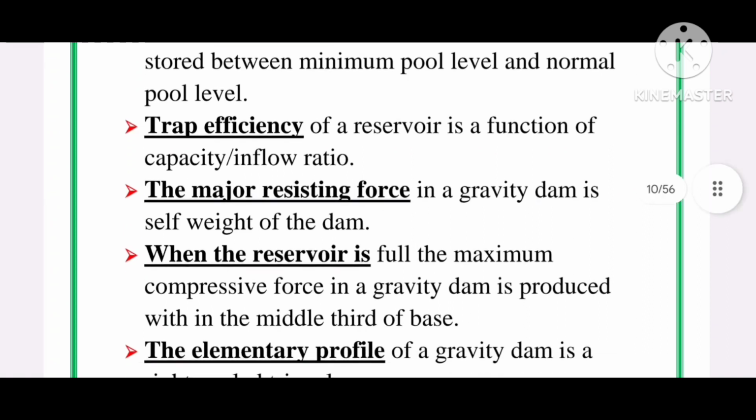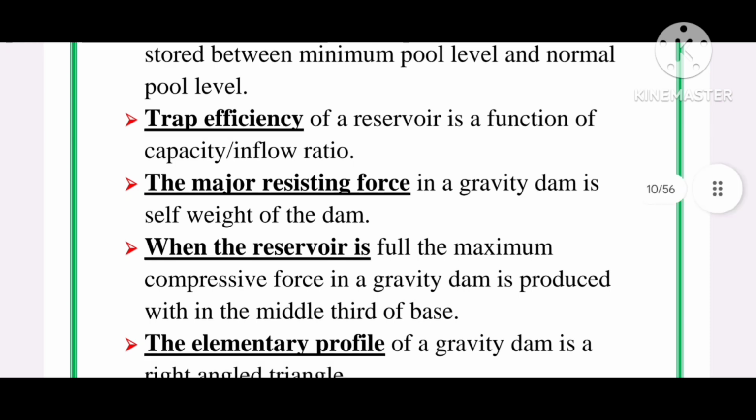Next term, major resisting force. Major resisting force in a gravity dam is its self weight. Next, when the reservoir is full, the maximum compressive force in a gravity dam is produced within the middle third of the base.